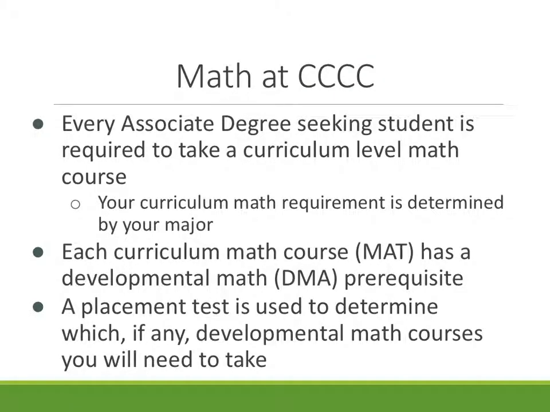First off, every associate's degree seeking student at CCCC is required to take a curriculum level math course. That curriculum level math course is going to be determined by your major. So different majors are going to have different math course requirements. Each curriculum level math course is going to have a different developmental math or DMA prerequisite, and we use a placement test to determine which, if any, of those developmental math courses you might need to take.